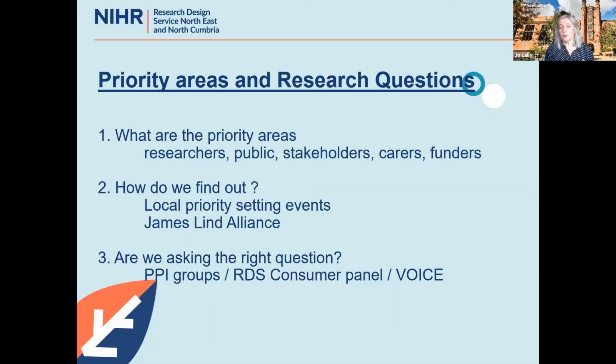We can hold local priority setting events, which really this is a small version of today. We're going to ask you, as people in the North East and North Cumbria, what's important to you. There are also national priority setting events, and some of you will be aware of the James Lind Alliance, which is a very rigorous process where they contact lots of different stakeholders around a particular topic. It could be diabetes, for example, and find out within diabetic research what the priority areas are. So there's lots of different ways that you can identify those.